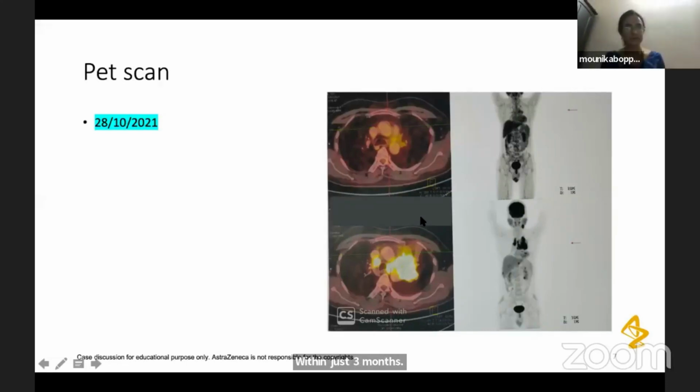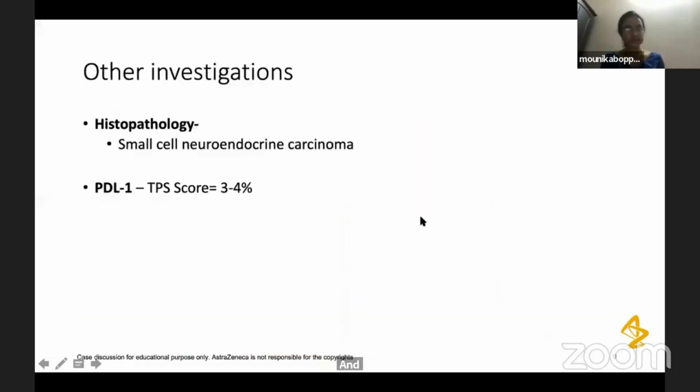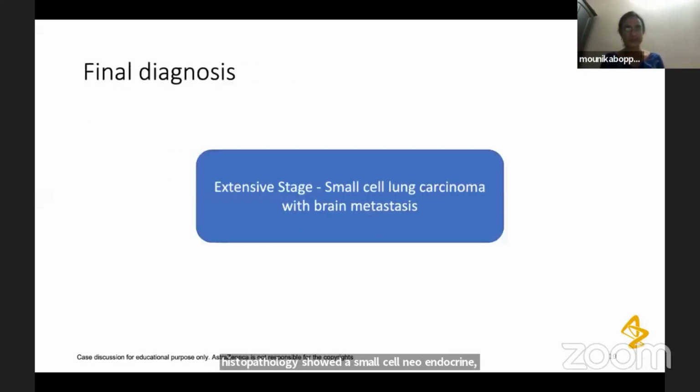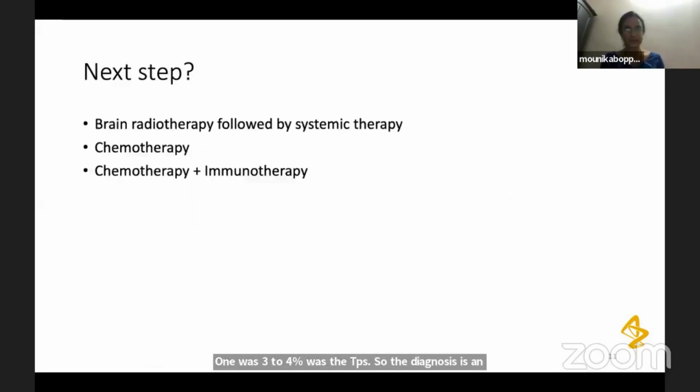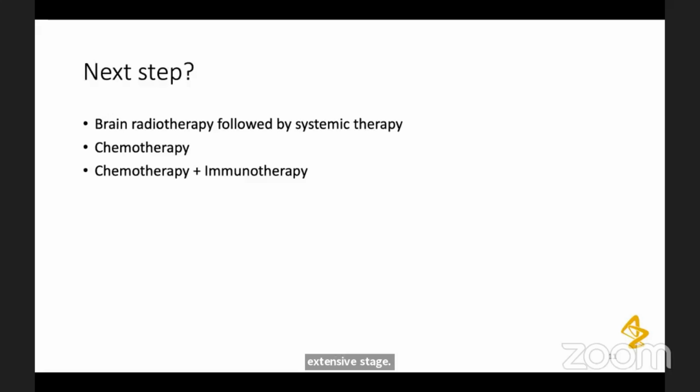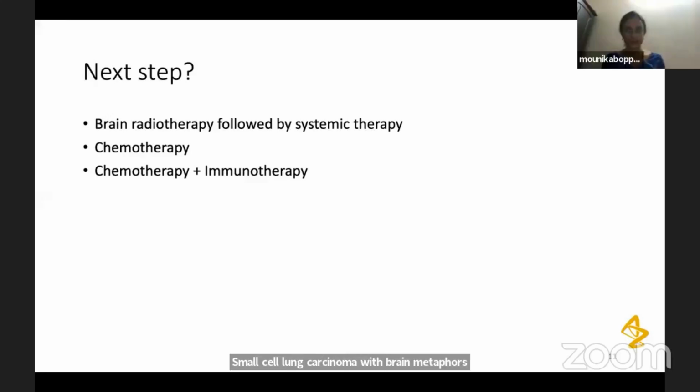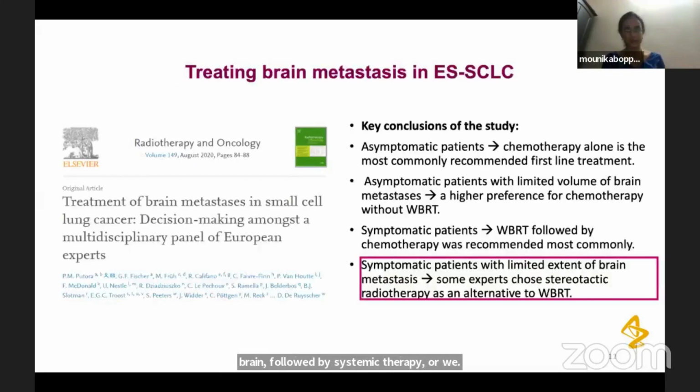And this is another image. Then they went ahead with biopsy of the lesion, and the histopathology showed a small cell neuroendocrine carcinoma. PDL1 TPS was 3 to 4%. So the diagnosis is an extensive stage small cell lung carcinoma with brain metastasis. So what is the next step? Whether we go for radiotherapy to the brain followed by systemic therapy, or do we start off with chemotherapy, or do we start off with chemotherapy and immunotherapy?